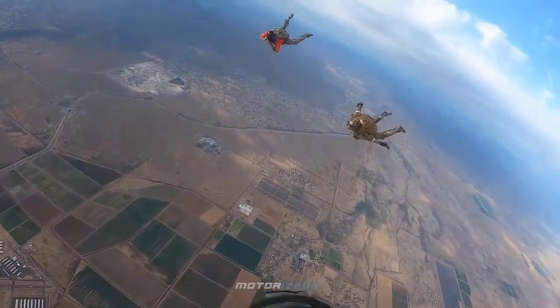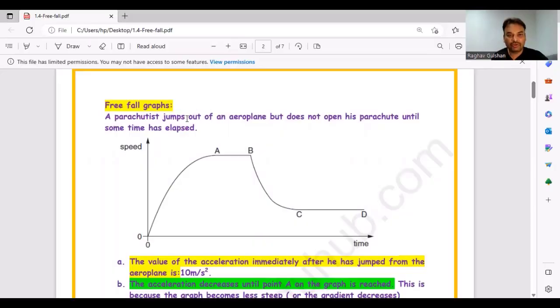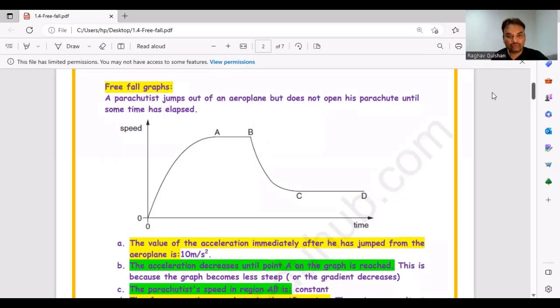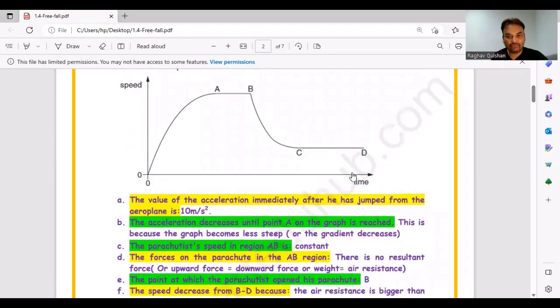So in the speed time graph, the motion of the parachutist, that is free fall motion. A parachutist jumps out of an aeroplane but does not open his parachute until some time has elapsed. So the parachute is still not open. The parachute is opened after some time. How can the speed time graph be described for that moment of time? We will study that. This is the speed time graph for the parachutist coming down, but the parachute is not open for a few minutes, right?